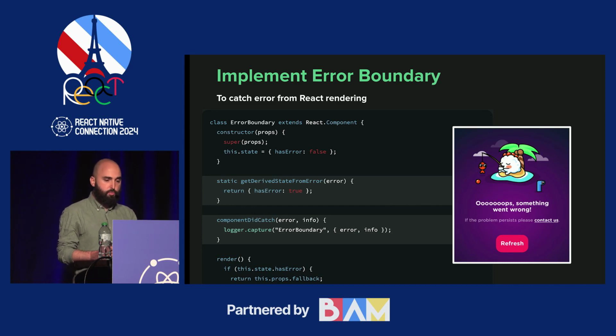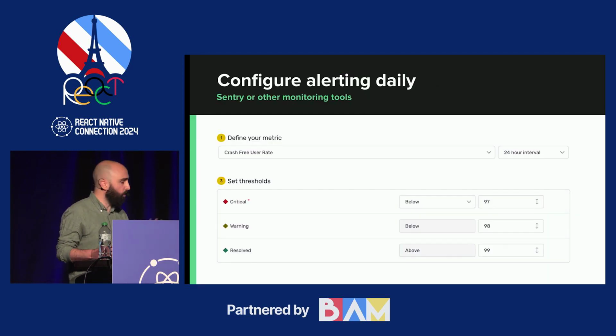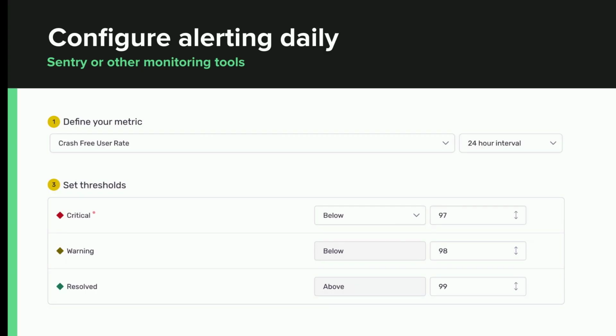With that, you should have a better crash number, but don't forget to monitor the number of errors to be sure your application is stable. And once you have a 99% crash-free rate, we have done a good job. The benefit is to create some alerting, like daily alerting in Sentry. We can configure on the crash-free rate a threshold: 97 as a critical alert, a warning at 98%, and it's resolved when it's above 99.